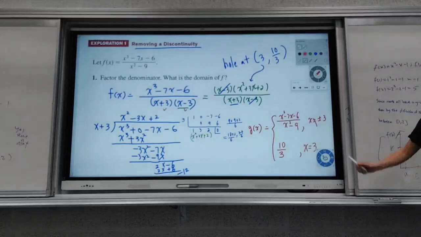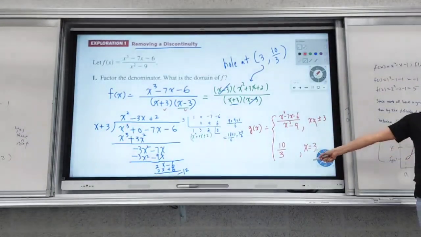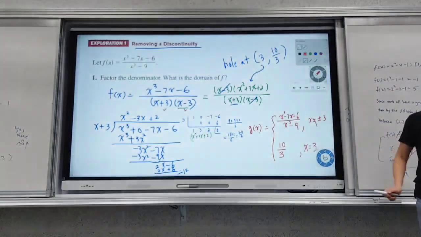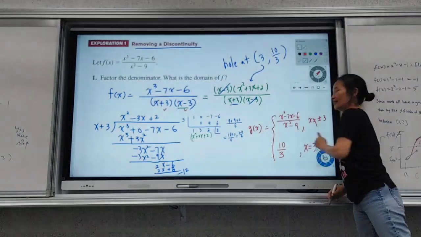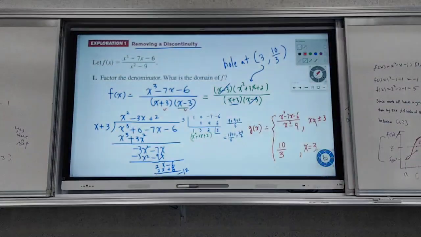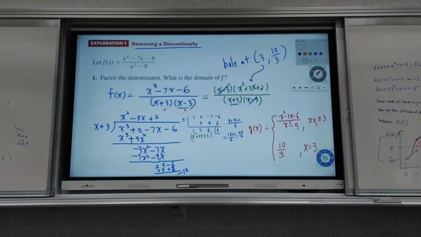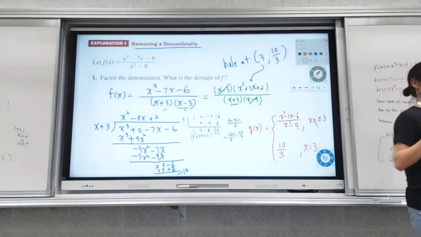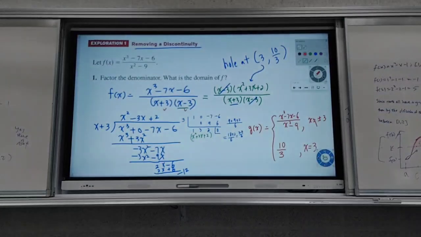Do you see that g of x has no hole? Because I patched it, I fixed it, I assigned that point back into the function. So now there's no hole. It might still have the vertical asymptote, but no hole. Okay, and we removed that discontinuity.